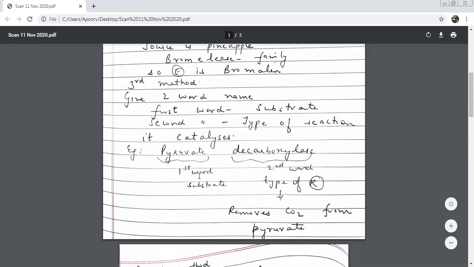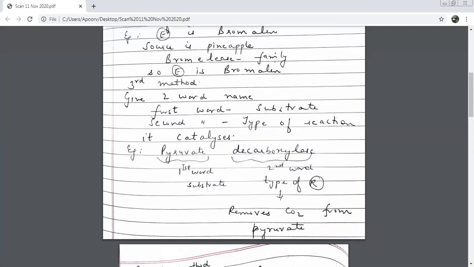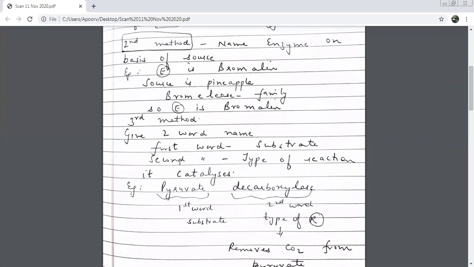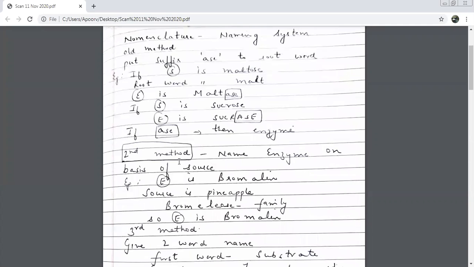From the first word we learn on which substrate this enzyme is going to act. So what was that substrate, beta? Pyruvate. So the first word gives you the name of the substrate, and the second word tells you the type of reaction, because this will do decarboxylation, meaning it will remove CO2 from pyruvate. That is why the name of the enzyme is pyruvate decarboxylase. Decarboxylase. Yes children, these are the three methods that we have for naming.